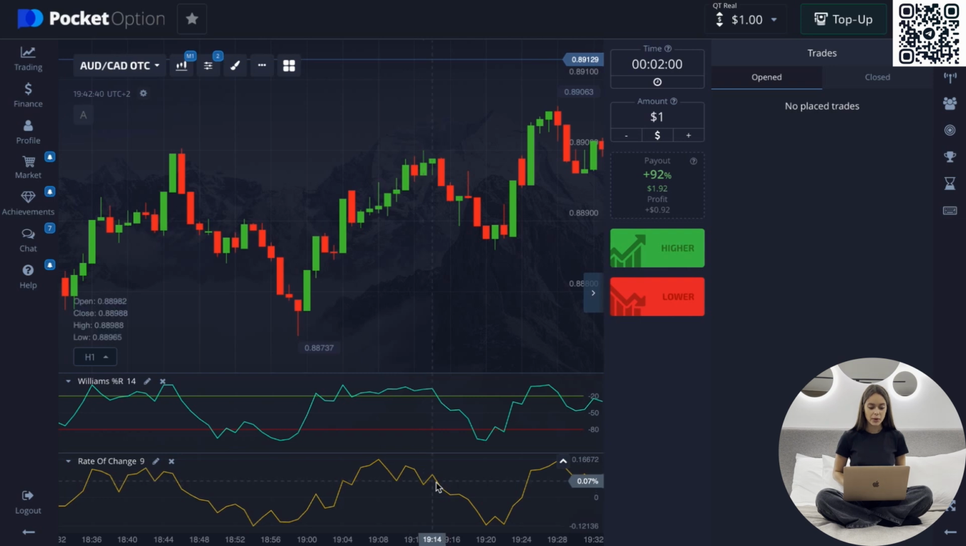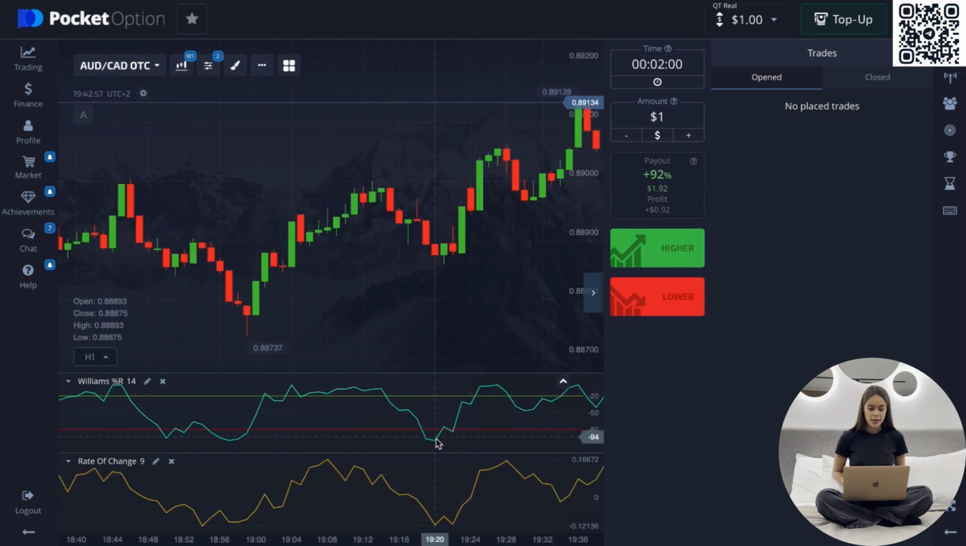To begin with, we look at the Williams Percent Range indicator. If the indicator line is above the -20 level, that is, in the overbought zone, we look at the Rate of Change indicator. If at this moment the indicator line is also above 0.05%, we wait for the Rate of Change indicator line to cross the zero line from top to bottom. And at the moment of crossing, we open a deal for a decrease for 2 minutes.